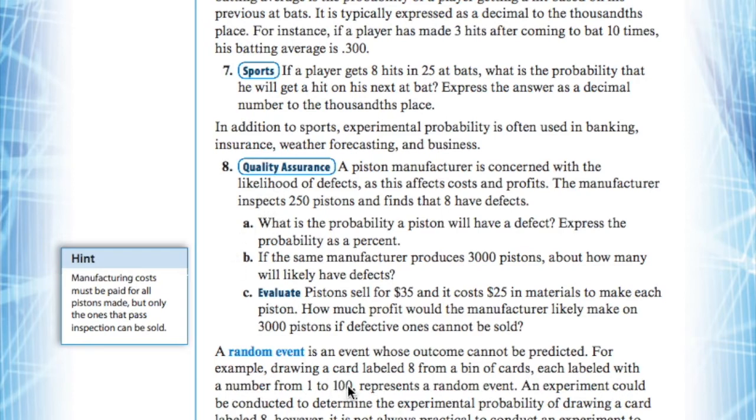A random event is an event whose outcome cannot be predicted. For example, drawing a card labeled 8 from a bin of cards, each labeled with a number from 1 to 100 represents a random event. An experiment could be conducted to determine this experimental probability of drawing a card labeled 8. However, it is not always practical to conduct an experiment to determine an experimental probability. In some instances, it makes sense to perform a simulation of a random event using models such as numbers, cubes, spinners, coins, or random number generators.